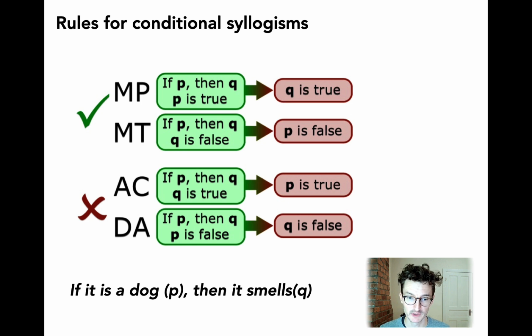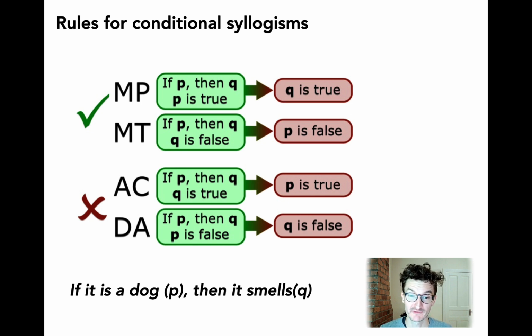So let's do another example. If it is a dog, then it smells. If P, then Q. So what can we conclude here? If P is true, then it must smell. So if it's a dog, it must smell. If Q is false, then we can conclude that P is false. So if it doesn't smell, then we can conclude with certainty that it's not a dog, based on the rules of logic. And again, we have the two situations where we can't reach any conclusion.